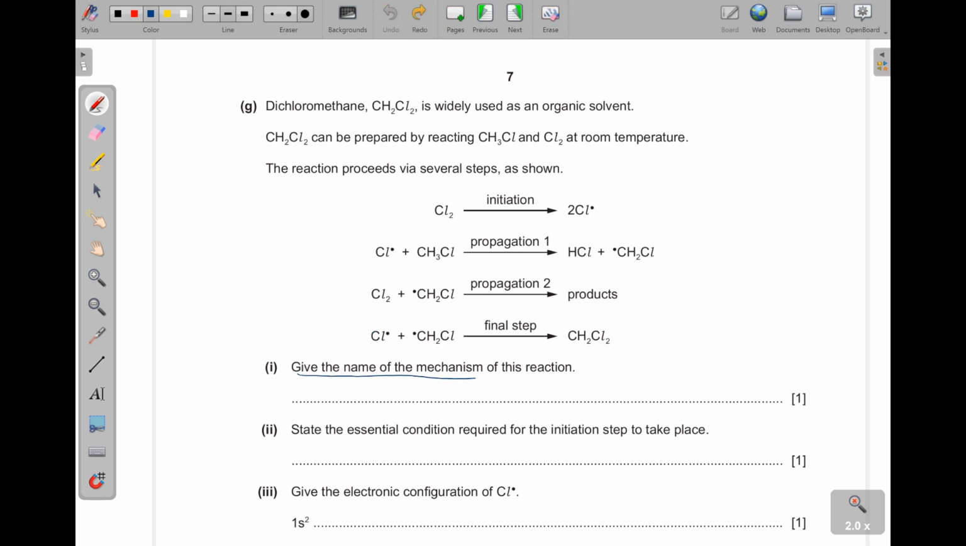Roman 1, give the name of the mechanism for this reaction. I've already said it. Free radical substitution mechanism. State the essential condition required for the initiation step of the reaction, UV light. I already said it. UV light.